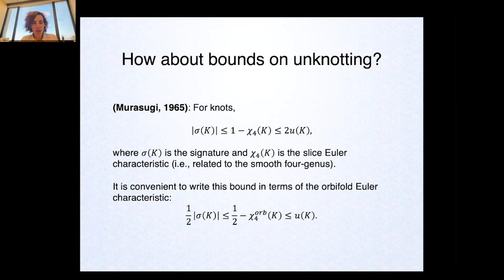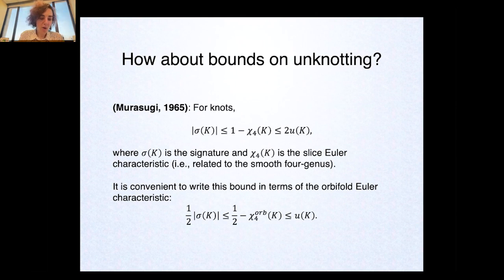And it is convenient for us to write this bound instead in terms of the orbifold Euler characteristic. It's just a rewriting of this bound, but if we write it in the following way, 1/2 signature less than or equal to 1/2 the orbifold Euler characteristic is less than or equal to the unknotting number. That's the way we want to see it.